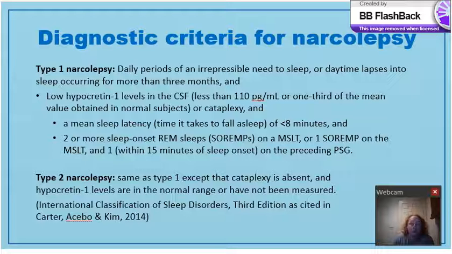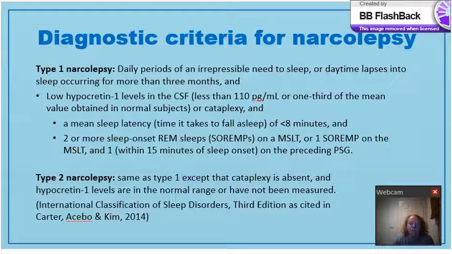Type 1 narcolepsy will be diagnosed where the patient experiences daily periods of an irrepressible need to sleep, or daytime lapses into sleep occurring for more than 3 months, and low hypocretin 1 levels in the cerebrospinal fluid, or cataplexy, and a mean sleep latency, that is the time it takes to fall asleep, of less than 8 minutes, and on 2 or more occasions falls into REM sleep, that is a SOREMP, quickly on an MSLT, or 1 SOREMP on the MSLT and 1 on the preceding PSG.